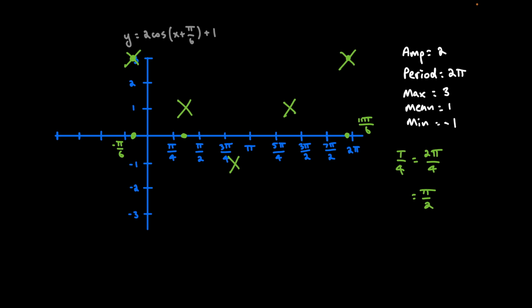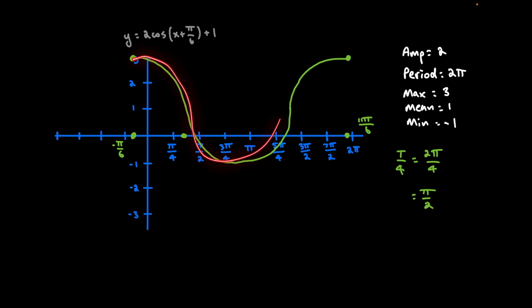Let us draw the graph so it's a little bit nicer. So we can say the graph will go like this to this point. Then from here to this point, it will look like this. Then to the next X over here. And then finally, one period is complete when we end up at 11 pi on 6. Okay, and just tidying it up, this is what our graph will look like for y equals 2 cos of x plus pi on 6 plus 1.